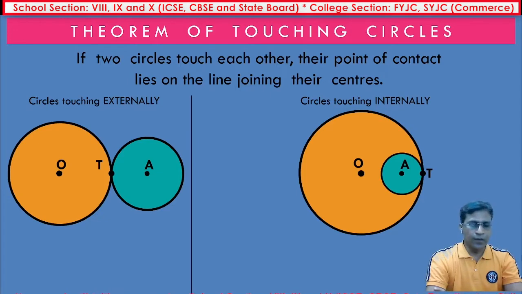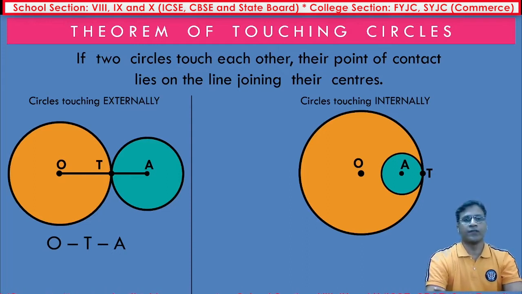Now if you observe, O and A are the two centers of the circles, and when you join them, the point of contact T lies on that segment. So in other words, we get O-T-A. So point T lies on segment OA, or the 3 points are collinear.